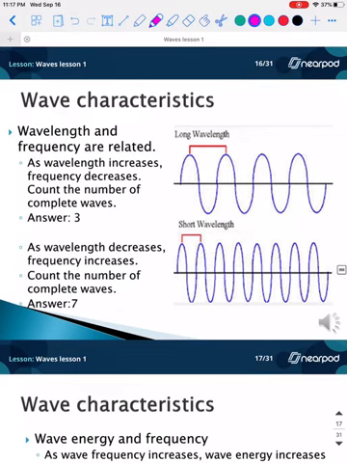Alright, so let's get into the wave characteristics. So wavelength and frequency are actually related. As wavelength increases, your frequency decreases. To me, it kind of looks like common sense, but you can always measure it too if you want. So the number of complete waves we have is 1, 2, and 3. So here's 2 and here's 3.